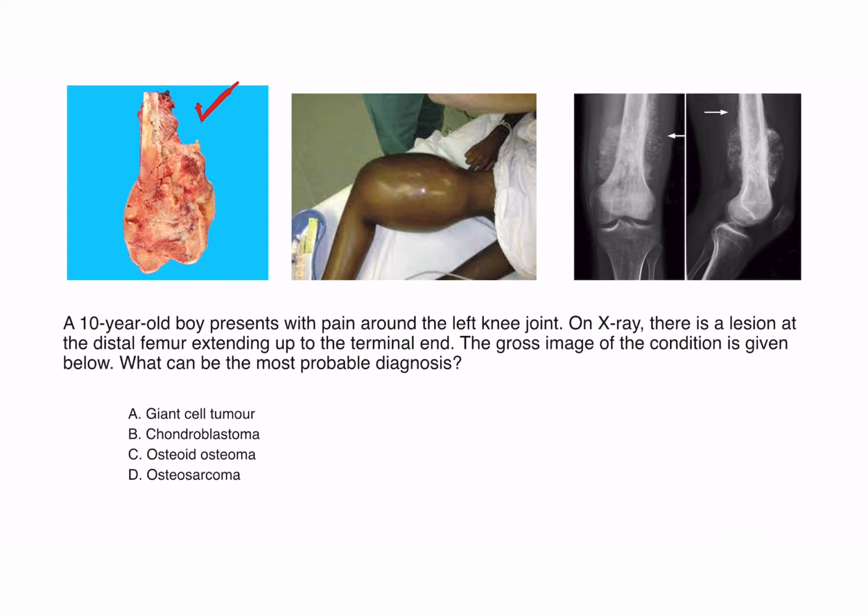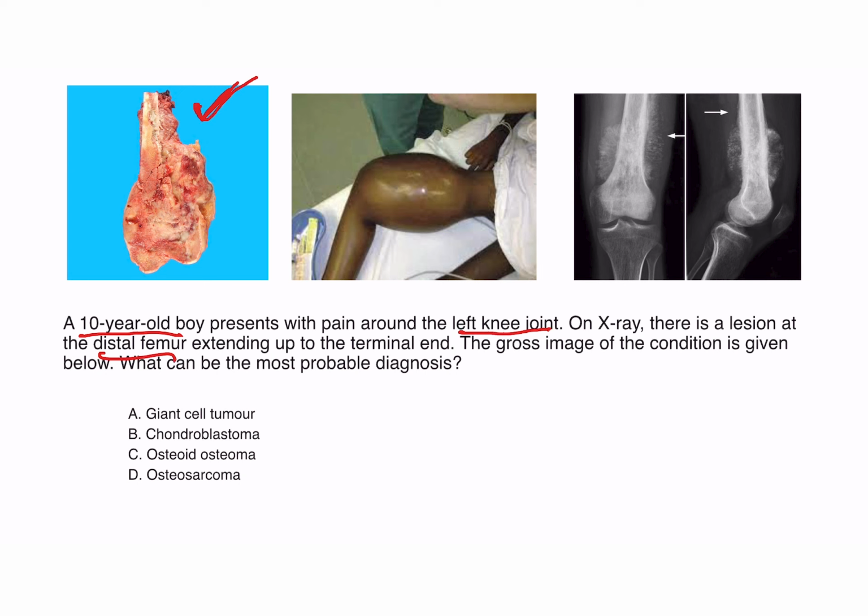Osteosarcoma. Okay, but what are all the points in this question which are actually begging you for osteosarcoma? 10-year-old boy: osteosarcoma is very common in the first 2 decades. So 10-year-old boy, that's the first clue there. And around the left knee joint: distal femur and proximal tibia are the two most common sites for an osteosarcoma. And the lesion at the distal femur tells you it is more of an osteosarcoma, and the gross image of the condition is given. So that's the gross image, right?